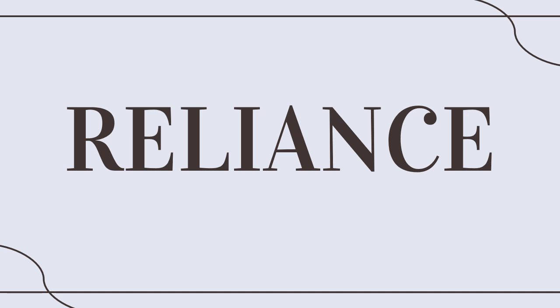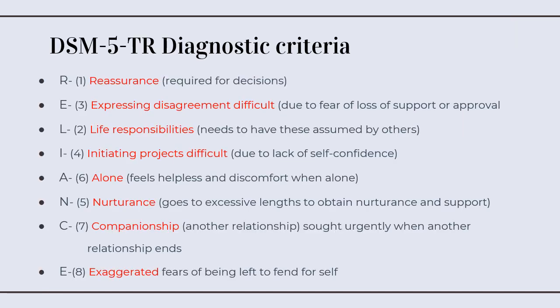So once again, I have a little mnemonic, and this time the word is RELIANCE, in order to remember the diagnostic criteria. As we know, we need 5 or more of these letters in order to diagnose DPD. So the word is reliance. R standing for reassurance, E expressing disagreement difficult, L life responsibilities, I initiating projects difficult, A alone, N nurturance, C companionship, E exaggerated.